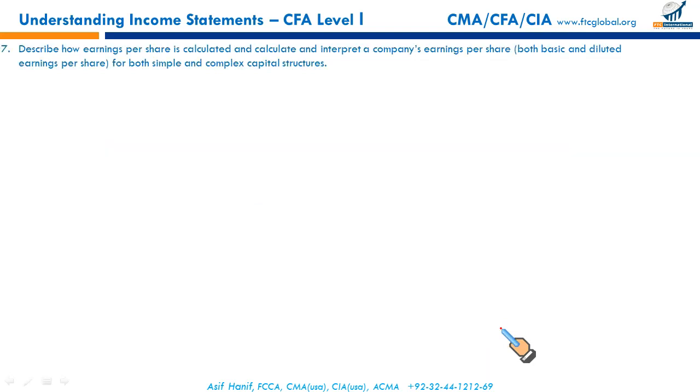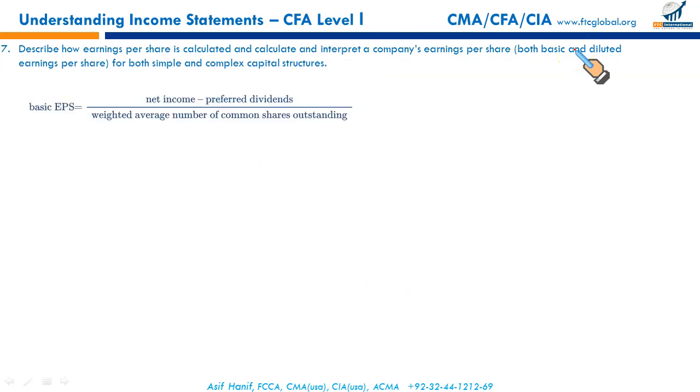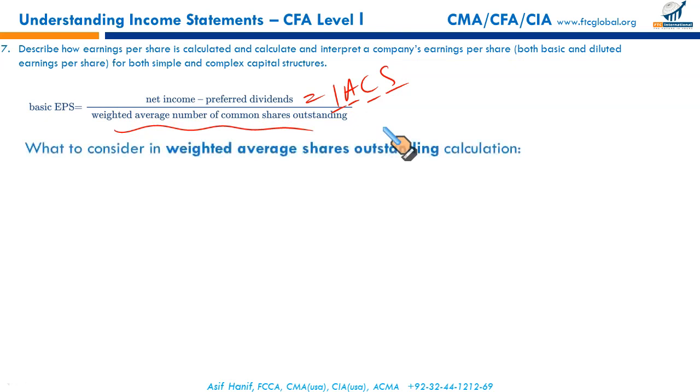Next reading, describe how earnings per share is calculated and calculate and interpret a company's earnings per share, both basic and diluted, for simple and complex capital structures. This is how we calculate your earnings per share. Earnings per share is one of the profitability ratios, a measure of the company's profitability performance. Net income minus preferred dividend, sometimes called IACS, income available to common stockholders, divided by the weighted average number of shares outstanding. This is the formula to calculate basic earnings per share.